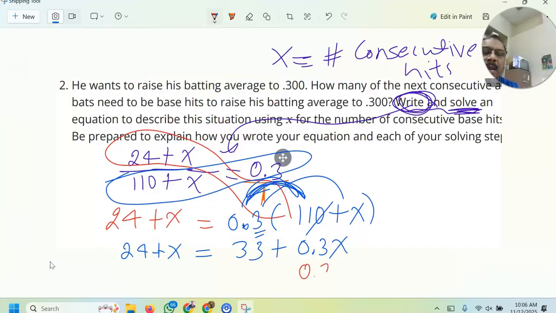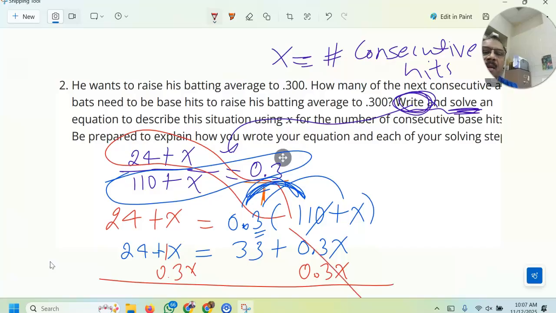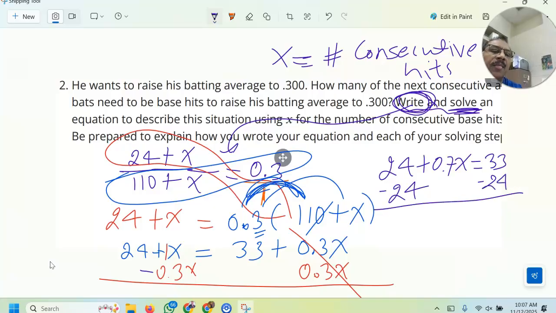subtract this 0.3x, because that's smaller, from this 1x. So 0.3x both sides. And when you do this, this crosses out, and you're left with 24. When you subtract this 0.3, you get 0.7x. Okay, and the right side is 33, and then subtract 24 both sides. So this is just a regular algebra part. This crosses out and you get 24, 6, 7, 8, I think. 6, 7, 8, 9, right? So you get 9 and then divide by 0.7.